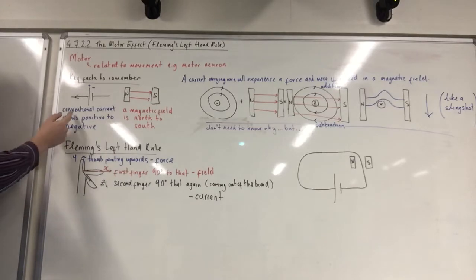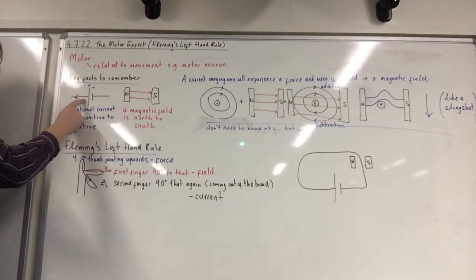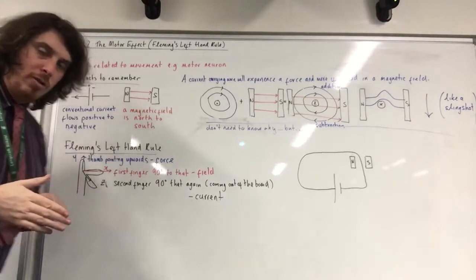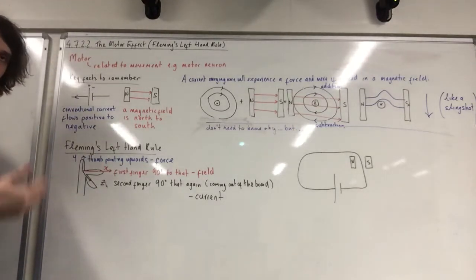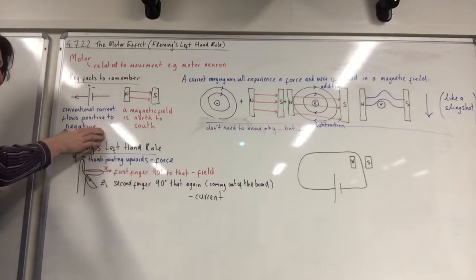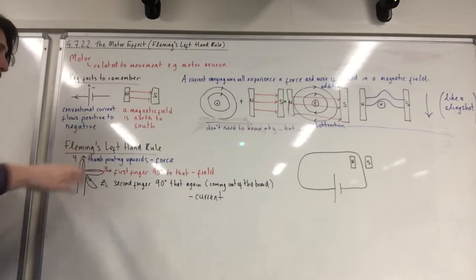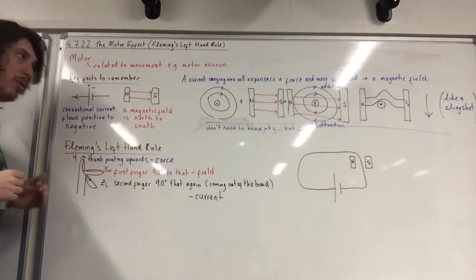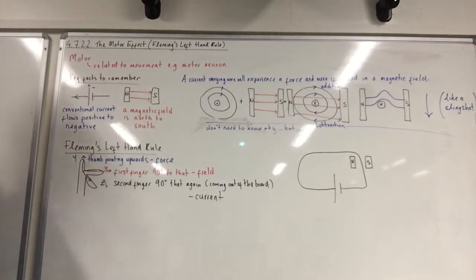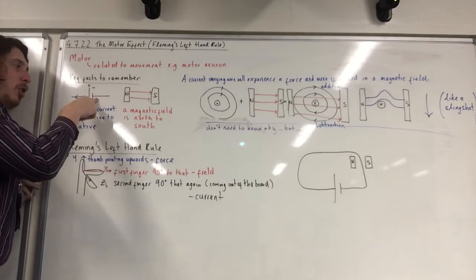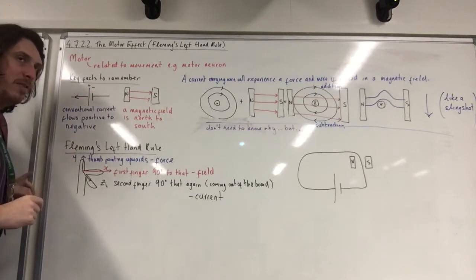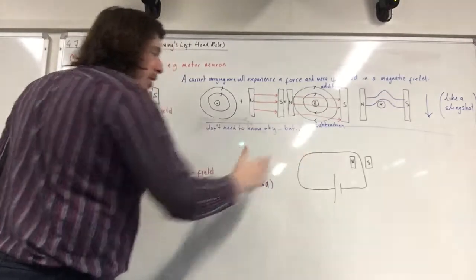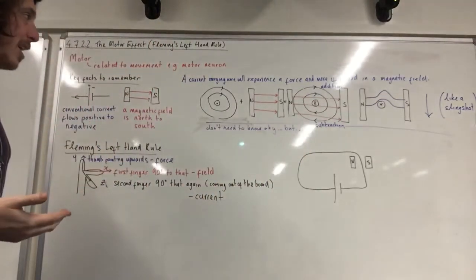You need to remember that conventional current flows from positive to negative. Don't get me started on conventional current, okay, and related to electron flow. That is what you need to know for your GCSE. In terms of magnetic field, the magnetic field moves from north to south. So, why, if we place a current carrying wire in a magnetic field, does it move? Now, you don't need to know why, however, this will aid your understanding.